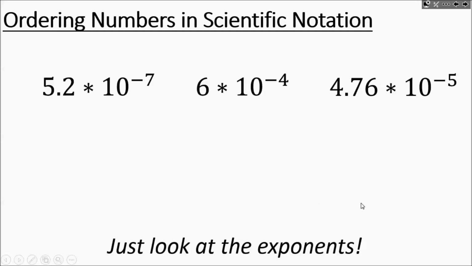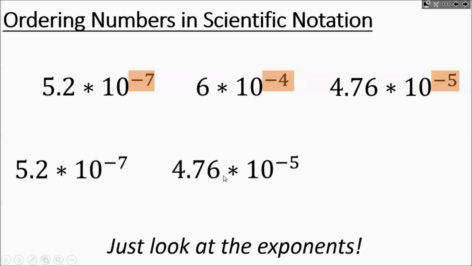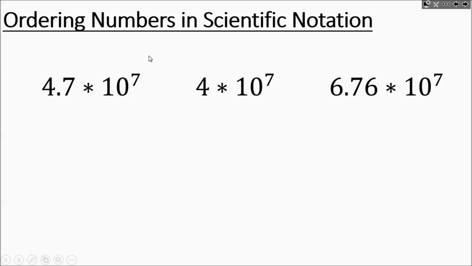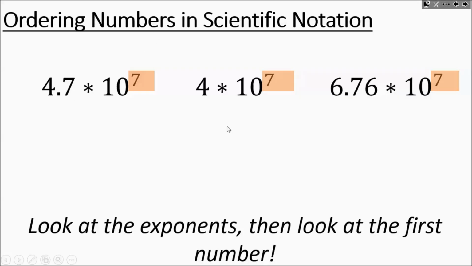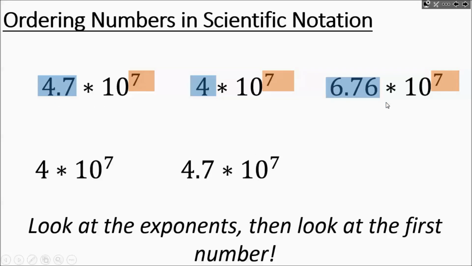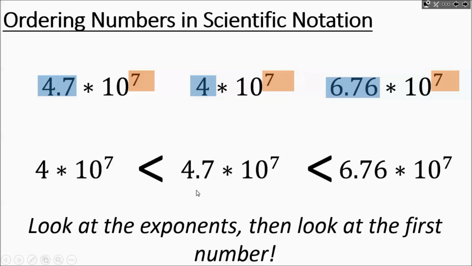So we're going to look at the exponents, and we see with negative exponents, the one furthest away from 0 is going to be the smallest, and then the next furthest away from 0, and then we have this one. Once again, we can put these less than symbols in between. So this is less than this, which is less than that. In this problem, we have matching exponents. So we're going to look at those exponents, see that they all match, and then we're going to tune into the first number. So we're going to look at the first number 4, that's the smallest. We're going to look at the 4 7/10 times 10 to the 7th, 6 76/100ths, and then we can put is less than, is less than. So this one is less than this one, which is less than this one.